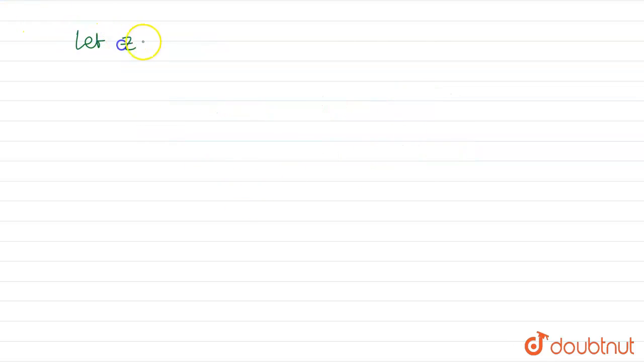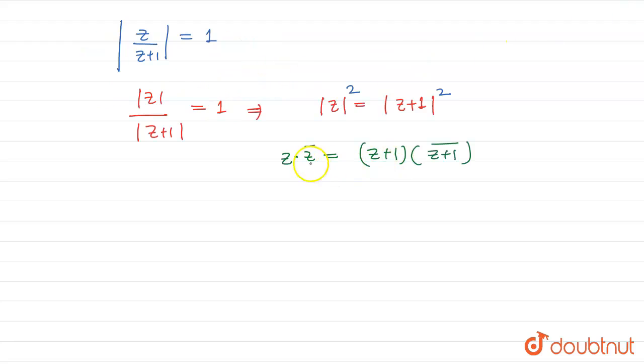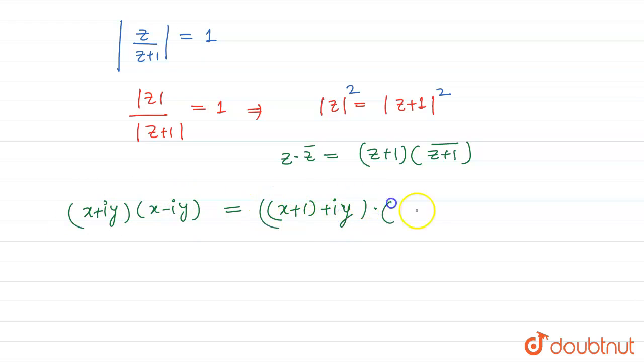Now let z equal x plus iota y, that is the standard form of a complex number, so its z conjugate will be nothing but x minus iota y, right? So here z into z conjugate will be equal to x plus iota y into x minus iota y, equals x plus 1 plus iota y into x plus 1 minus iota y, right?